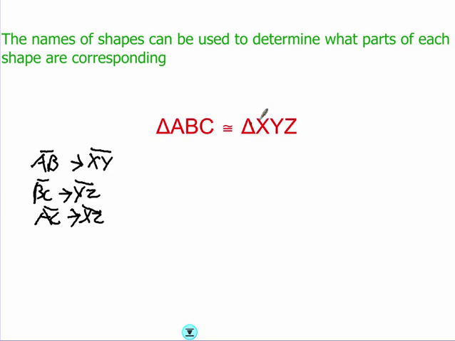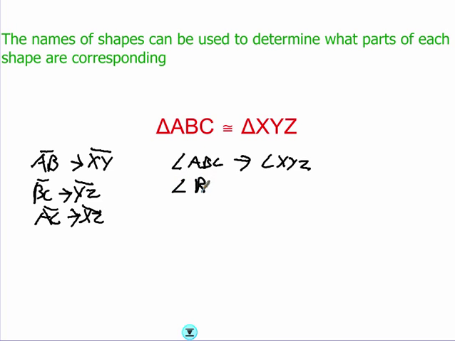All right, that's how we can use the names. The names actually matter, what letters we put and what order we put them in, because we can use them to determine what corresponds with what. You can do the same thing with angles. Angle ABC corresponds to angle XYZ. And I could keep going.